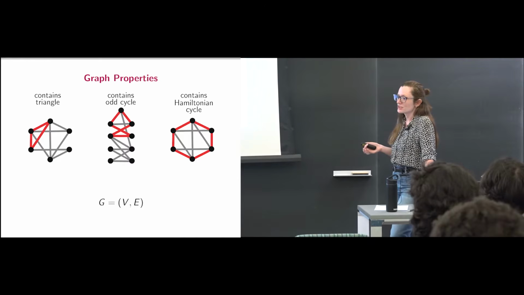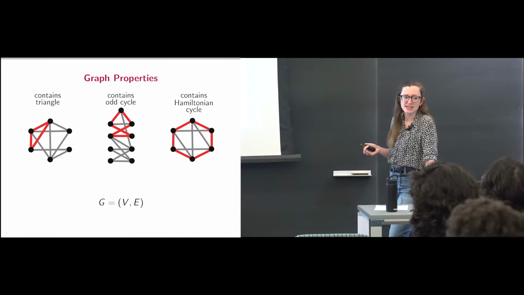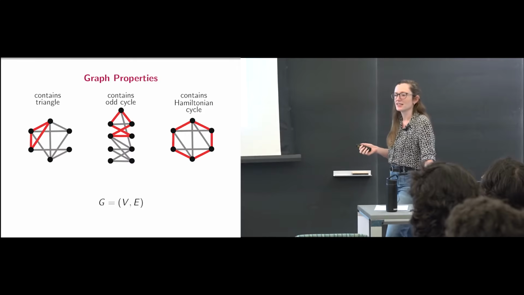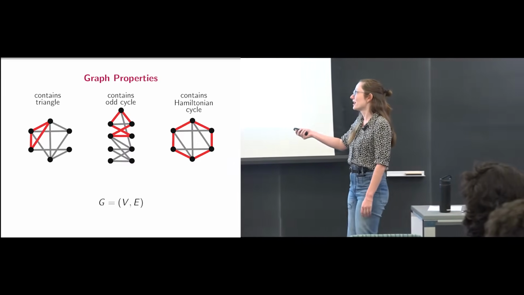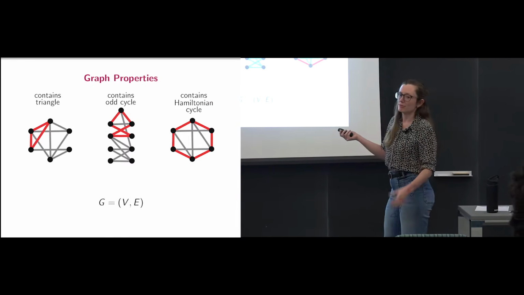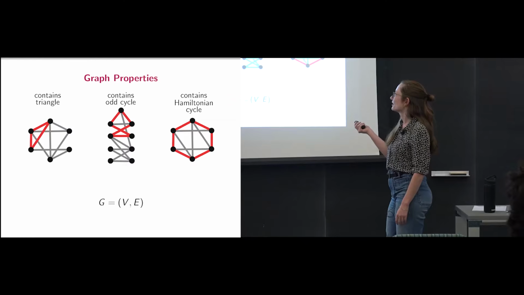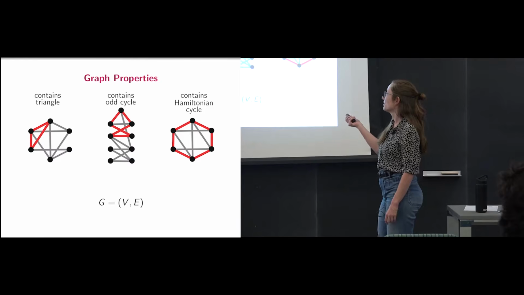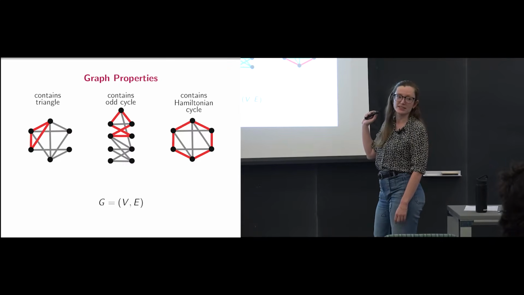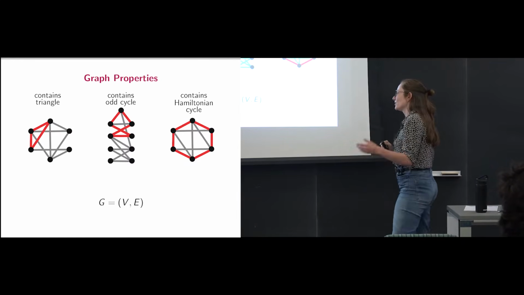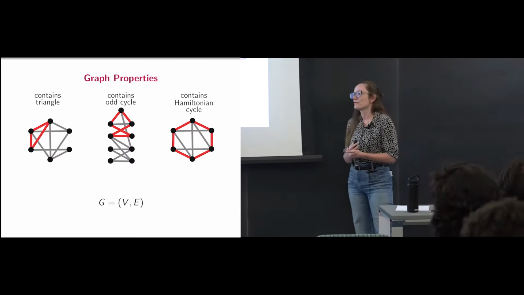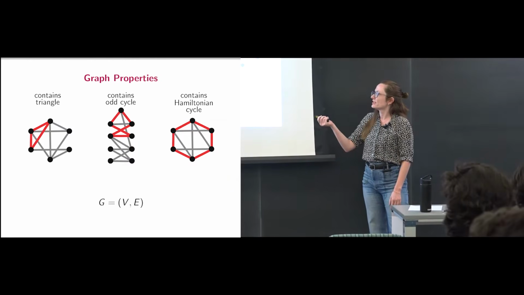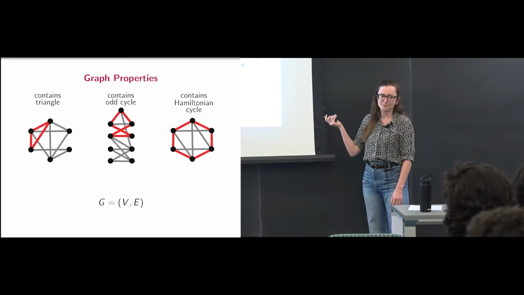So we have some intuition that some graph properties are more complicated than other graph properties. I think it's kind of intuitive that having a triangle is a more simple graph property than having an odd cycle, and that's more simple than having a Hamiltonian cycle, a cycle that uses all of the vertices in the graph. And using logic, we can actually formalize the fact that these properties are getting more and more complicated.